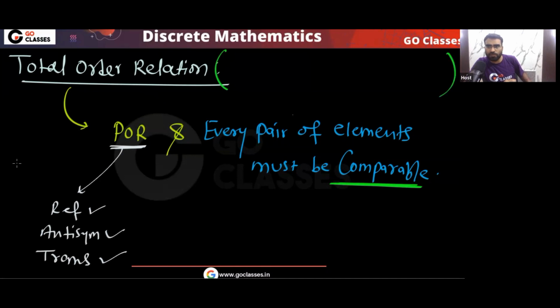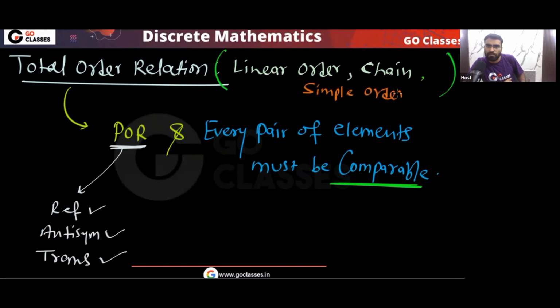There are different names for it. You can call it total order, linear order, or chain. Some authors also call it simple order. So total order relation is also called linear order, chain, or simple order. These are different names, but the condition is that it must be a partial order relation and every pair of elements must be comparable.